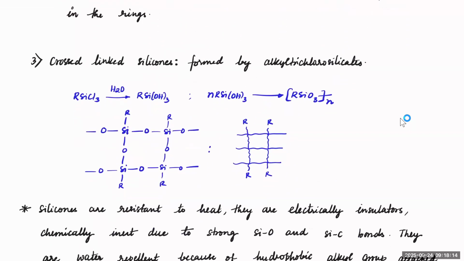Next is cross-linked silicones. For RSiCl3, when you react with water, all the chlorines will go away and OH will come here. So if you have only a single alkyl group, then they can start extending in 3 directions, like this. So this is called cross-linked silicone.